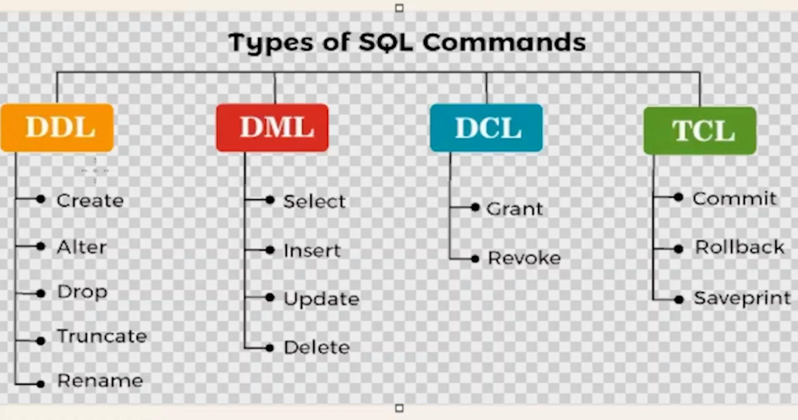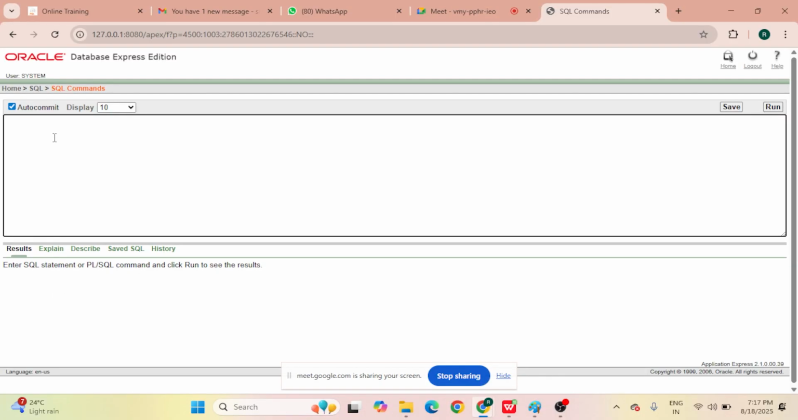Okay, so let us see a simple example of how to create a table and how to alter the table, how to drop, truncate and rename. First we will see CRUD operations. For example, I am going to create a table. What is the syntax? Create table, table name, employee. So already I have an employee table.